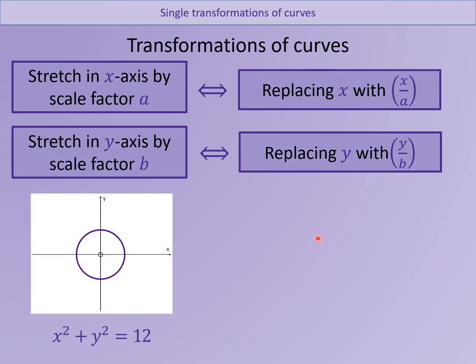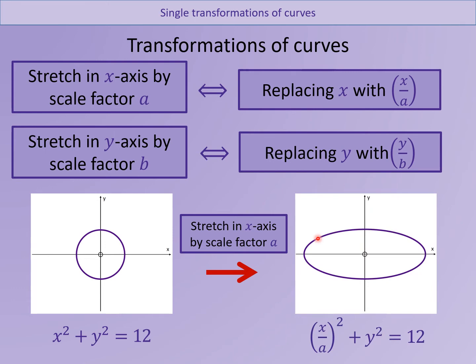Okay, so what does that do? Take a circle, like I just mentioned, x squared plus y squared equals 12. And if I stretch that in two directions, then it becomes an ellipse. And there we go, the x value is replaced with x over a, and that stretches the whole thing out. It's been pulled out by scale factor a in the x direction. The y has remained the same.